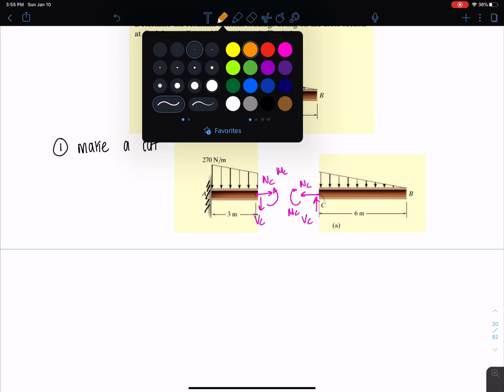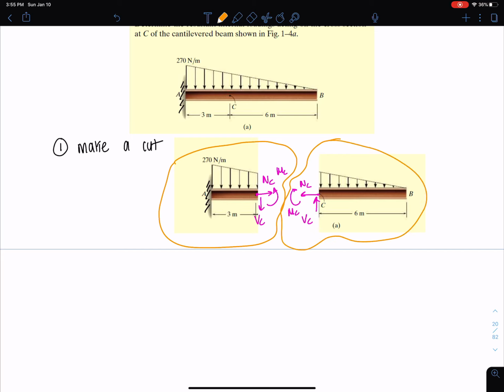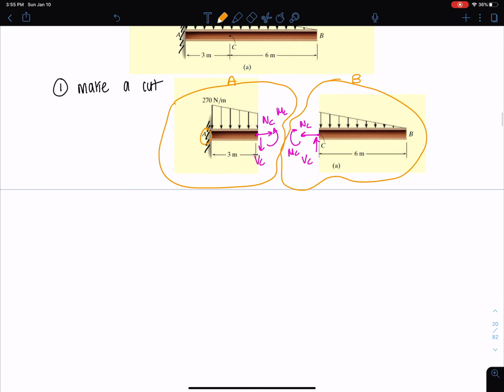Okay, so I can pick. I can either solve this part of the cut, or I can solve this part of the cut. I'll call this A and B. Okay, I'm going to choose B because if I choose B, I don't have to solve for what's happening at A. Okay, so I'm going to go with this guy right here.